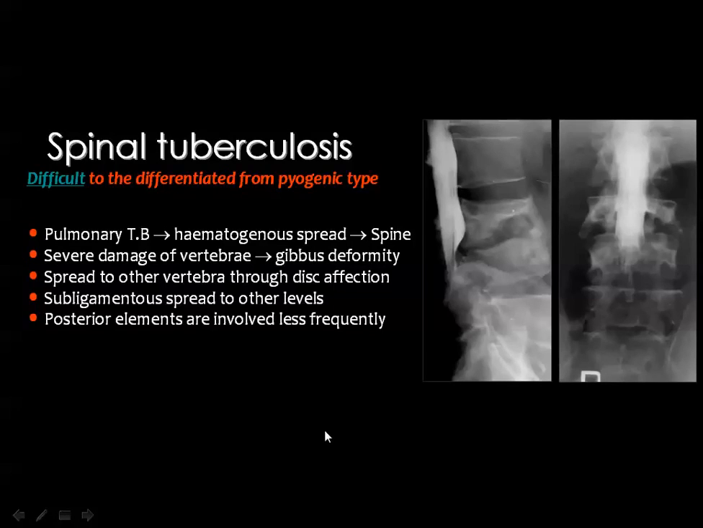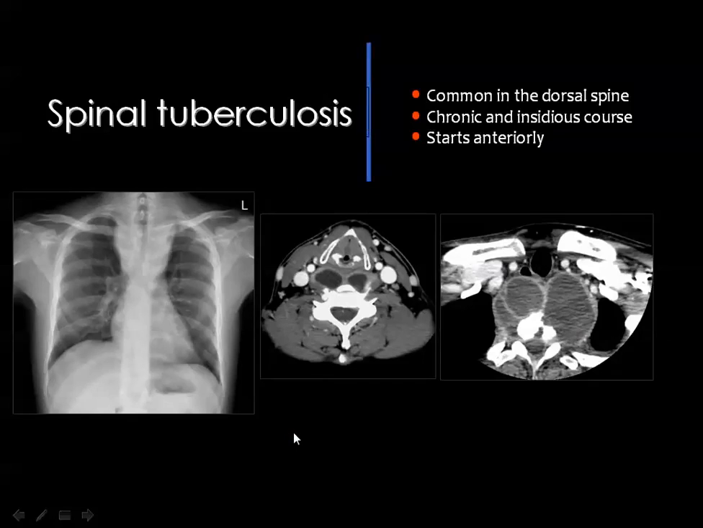Then one of the pathognomonic features of TB is that it can spread underneath the anterior longitudinal ligament for long distances above the level of infection. Also, the involvement of the posterior elements is considered less frequent compared to pyogenic discitis.